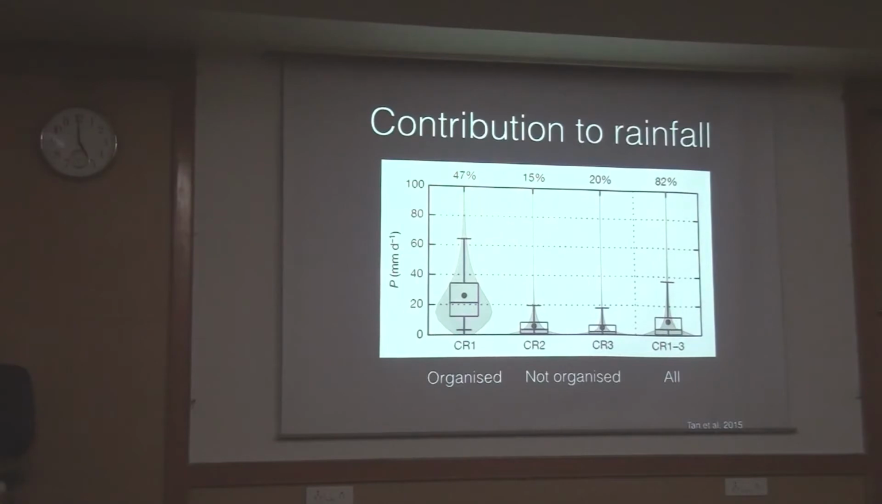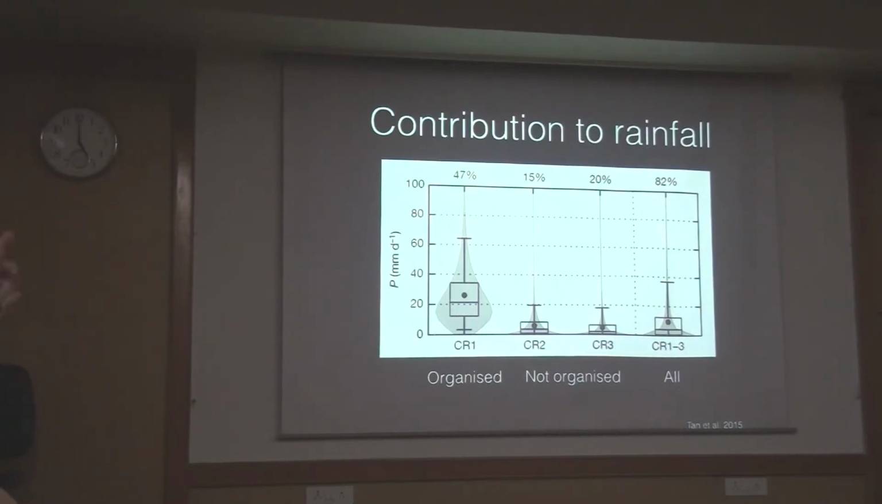This is the contribution to precipitation. So this is the organized convection, this is the not organized convection, this is all three together. What you can see, and this is the PDF of rainfall when we are in this organized convective regime and when we are in the not so organized convective regime. And you can see a massive difference between them. This is area averaged rainfall, right? It's averaged over the 2.5 degree grid box of ISCCP.